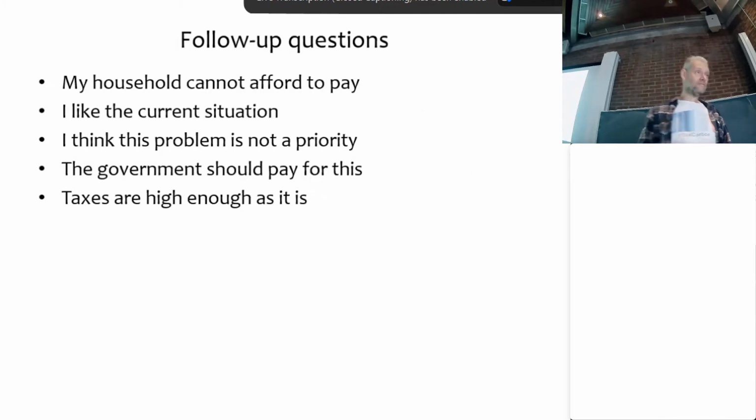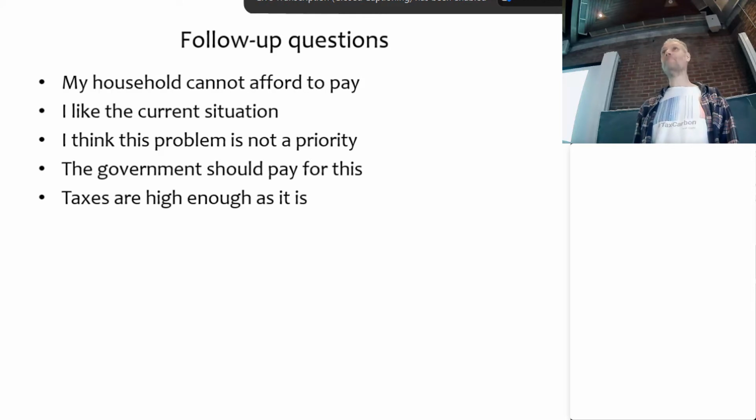And then questions follow up. Why did you say 0? My household cannot afford to pay. Or I actually like the roads there. Or I think the government should spend money on other things. This is not a priority. Or, and this is of course an answer that you get frequently in these sort of surveys, I think the government should pay for this.